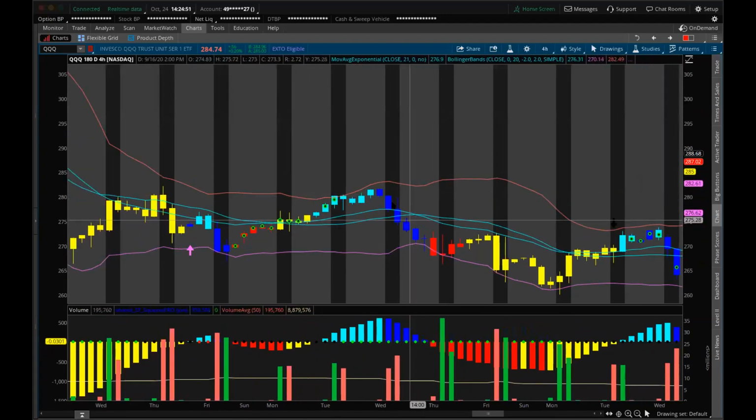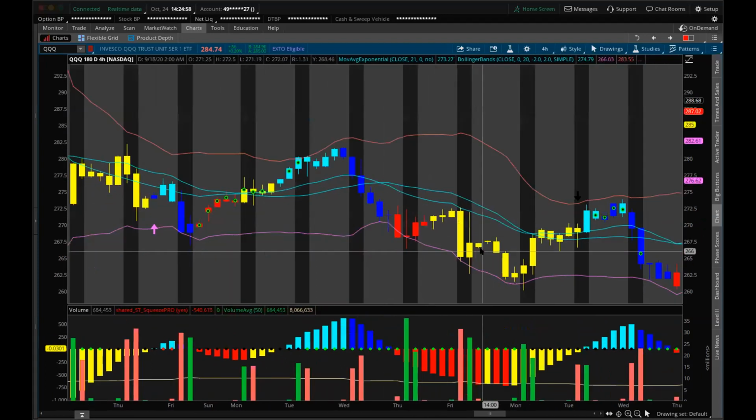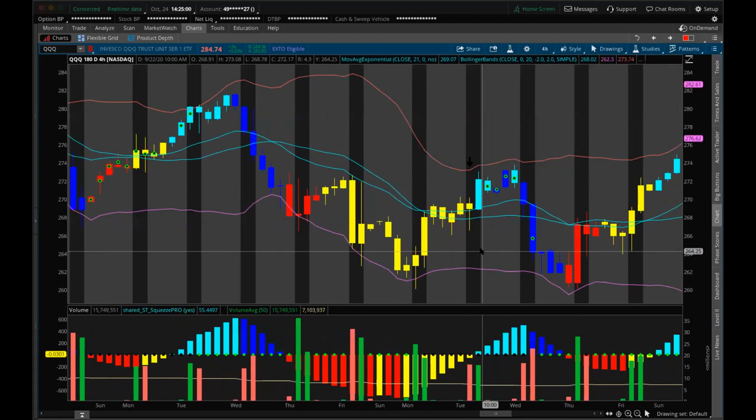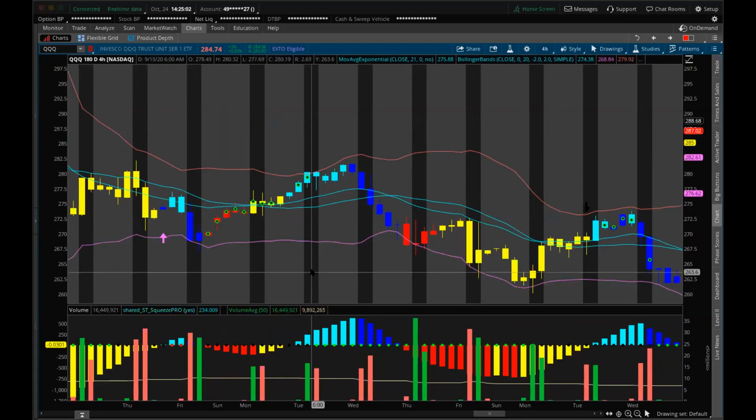And you can see the sequence. We went to dark blue, right? Break below, red, same thing. Like literally you can make money just following these divergences and checking out the colors of the candles. It's that simple.